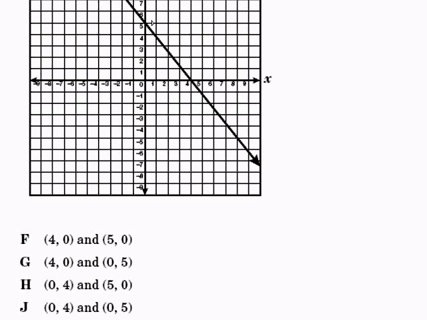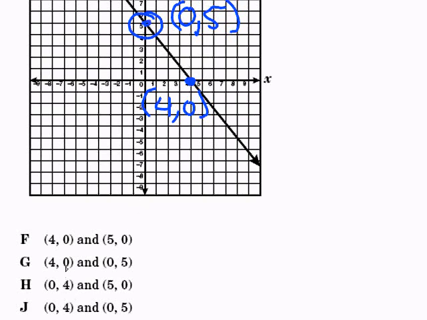You'll notice the graph crosses the y-axis at 5, so that's the point (0, 5). It crosses the x-axis at 4, so this is the point (4, 0). So we just need to figure out which answer choice matches these 2 points.